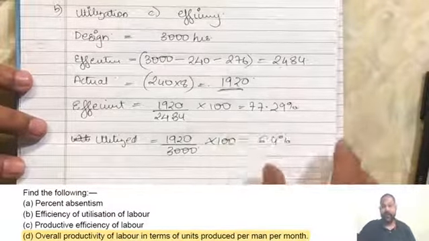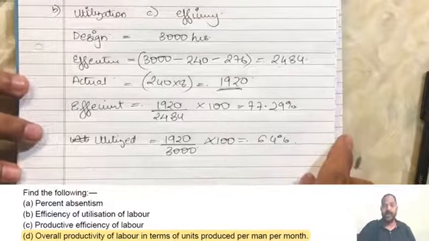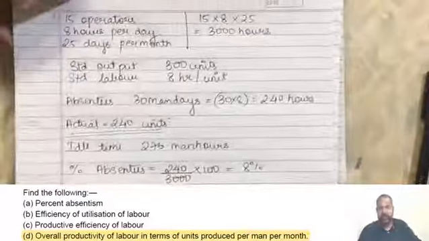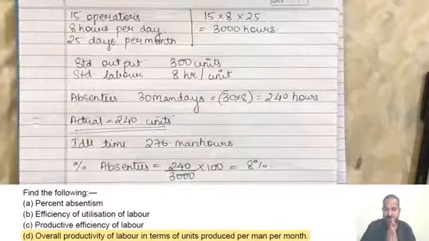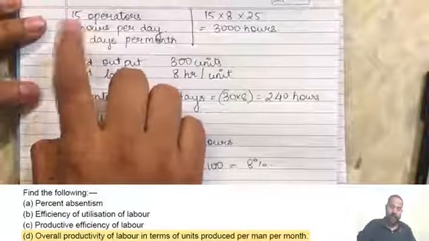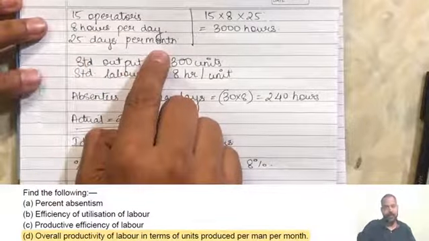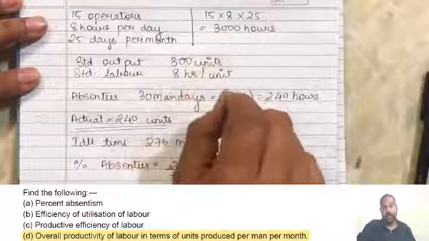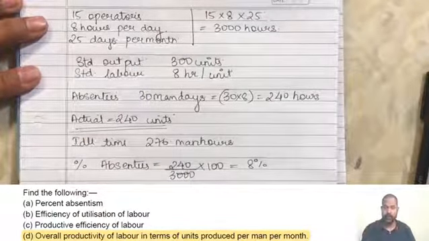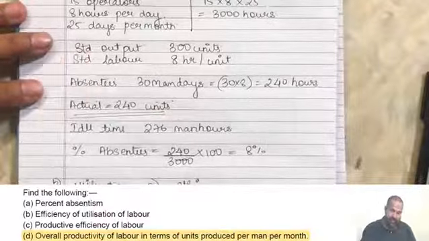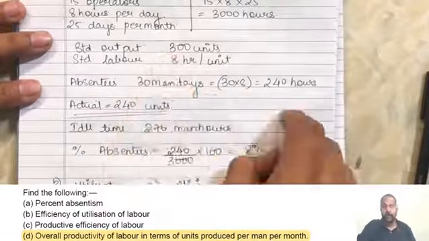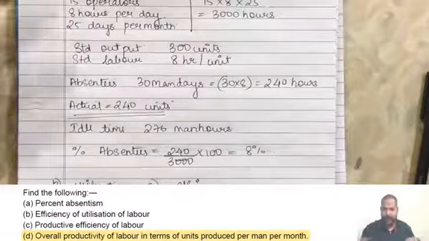Well, it is 77.29% efficient. Let me quickly repeat this. The question says 15 operators working for 8 hours a day for 25 days a month is a total of 3000 hours that they should be working. Now in this, I am expecting a standard output of 3000. It's okay. You are expecting standard of 3000.